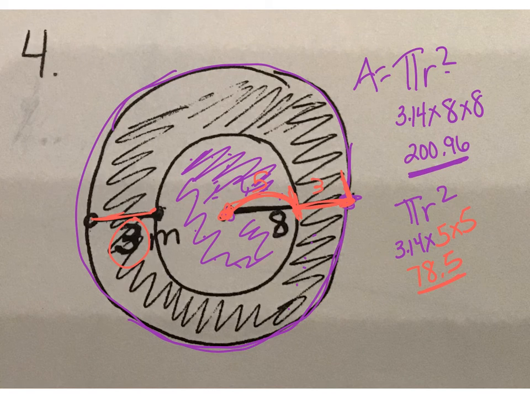And you should be getting 78.5. That is also not our answer yet. Here's what we got so far. This is the entire circle. We don't want that. This is the middle circle. We want to take the whole circle, the 200, and we want to get rid of this middle circle, this 78.5. So if we take the whole circle and get rid of that, does that make sense that we would subtract those? So you would take 200.96 and you would subtract 78.5. Your answer ends up being 122.46 meters squared.